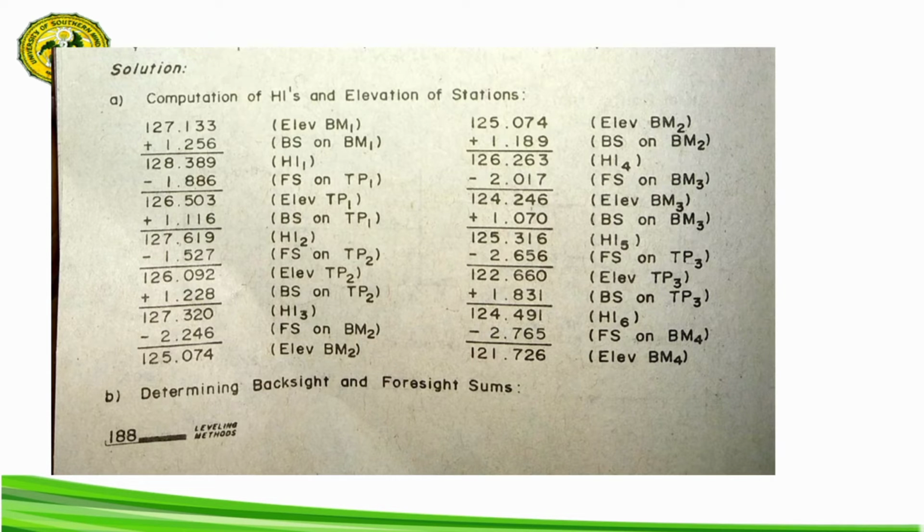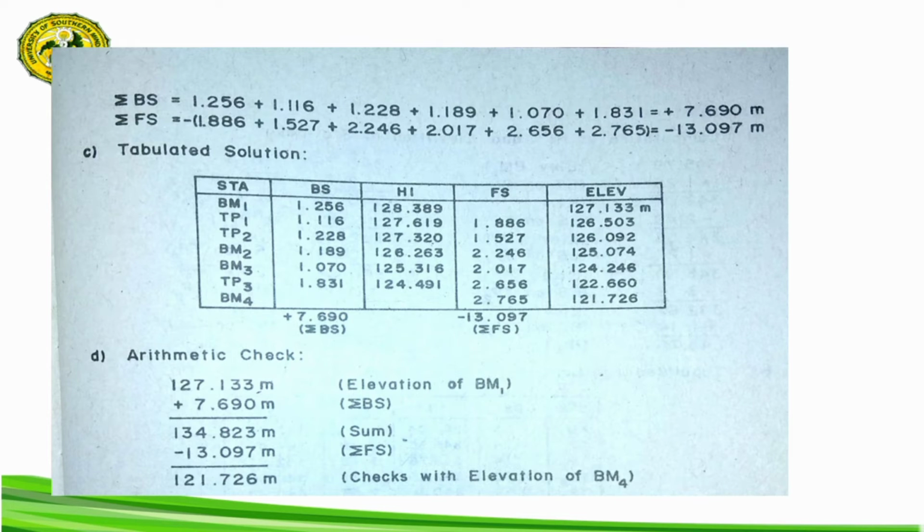Solution. A. Computation of height of instrument and elevation of stations. B. Determining backsight and foresight sums. C. Tabulated solution. And D. Arithmetic check.